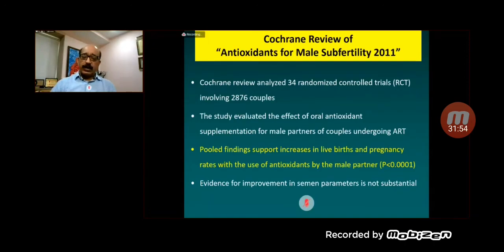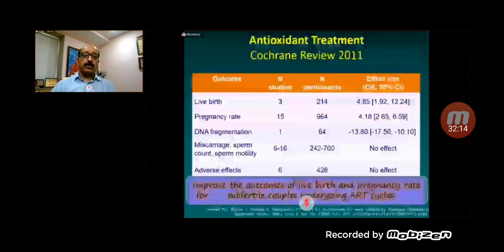The pooled findings support an increase in live birth and pregnancy rate with the use of antioxidants by the male partner. But the evidence for improvement in the semen parameters was not substantial. So definitely, we are not going to get a big change in the semen parameters, but we can have a better outcome of the treatment cycle.